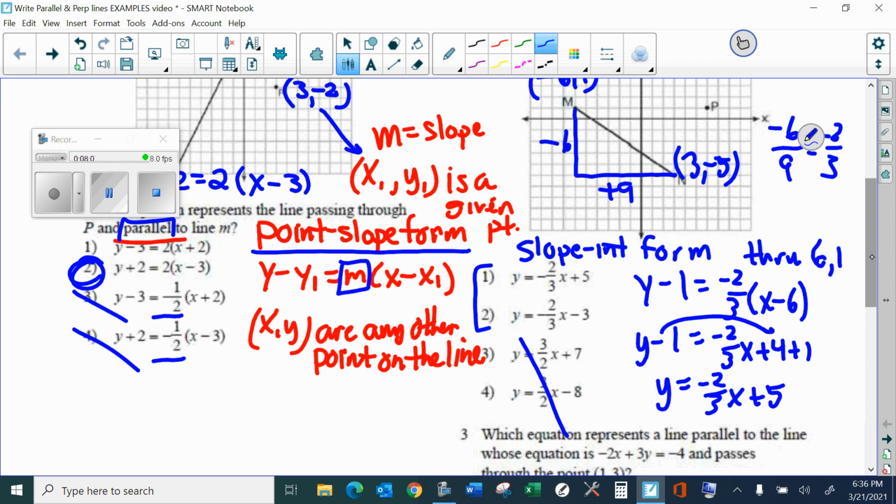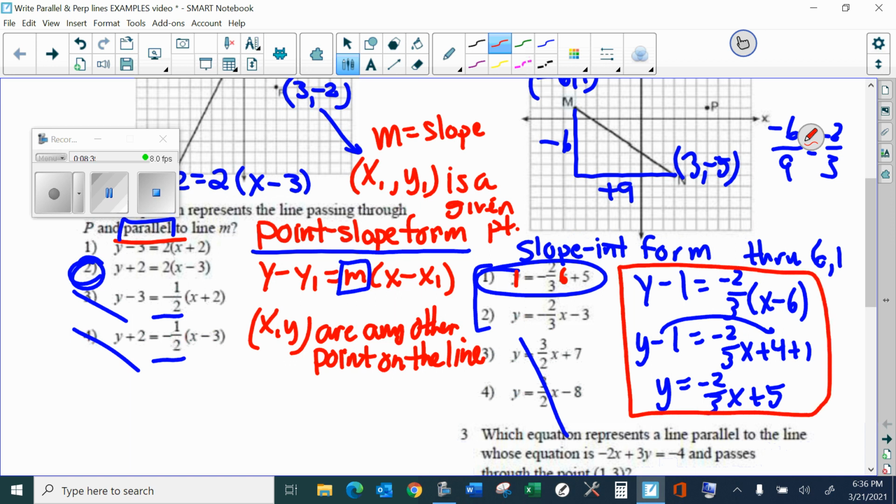And so where is that? -2/3 x plus 5, number 1. Like I said, I could have gone ahead and just plugged in 6 right here and 1 right there and see if it was true. 6 divided by 3 is 2, times -2 is -4, plus 5 is 1, and it would work there. So you can do that if it's multiple choice, but if you have to write the equation yourself, we want to show our work. That's what you'd have to show right there.